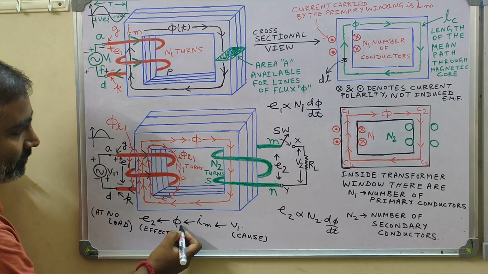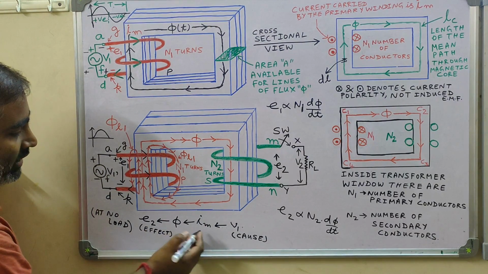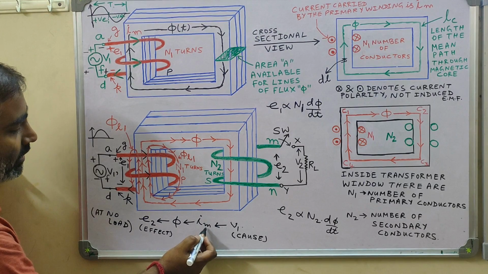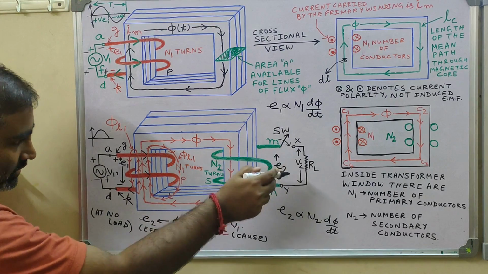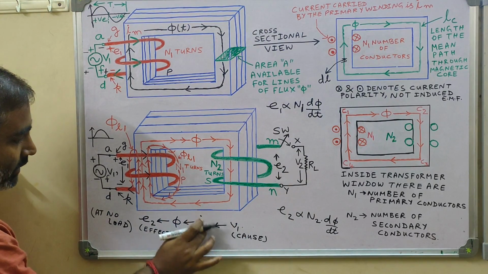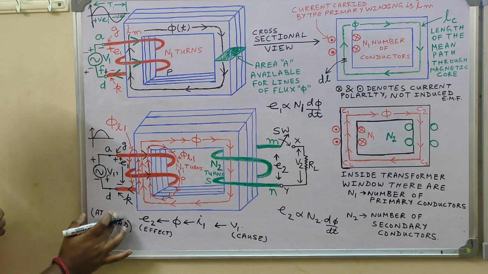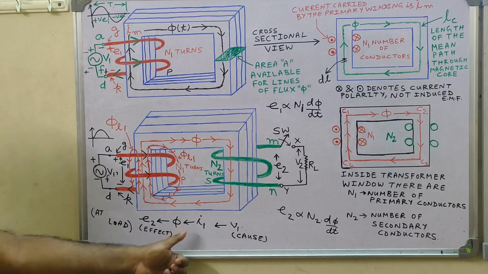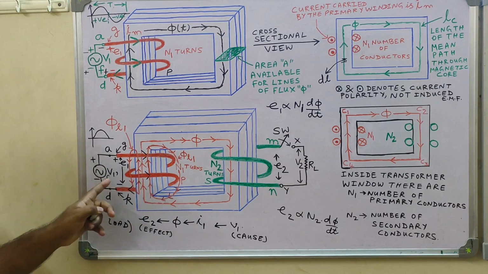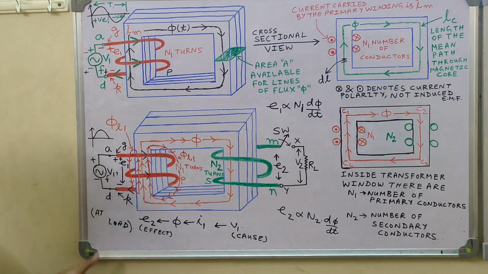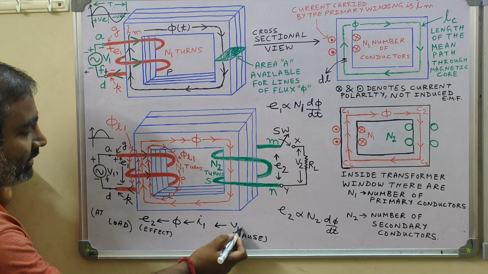Why is there a flux φ? Because of the current carried by the primary coil. So what is that current carried by the primary coil? This is IM at no load condition. But if you close the switch, then it will be no longer IM. Let's say it is I1 then. In that case it is I1. So we are calling this at load condition. So I1 is the current flowing through the primary coil P when the switch SW is closed. That means at load. So why is I1 flowing? Because of the voltage V1.